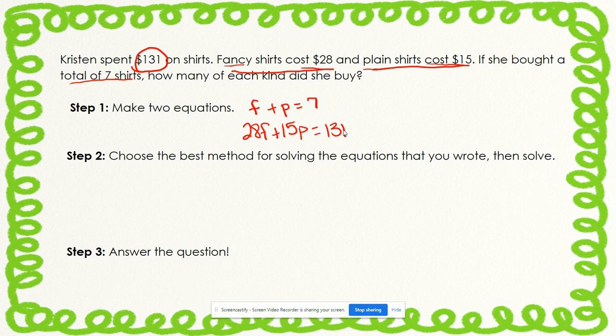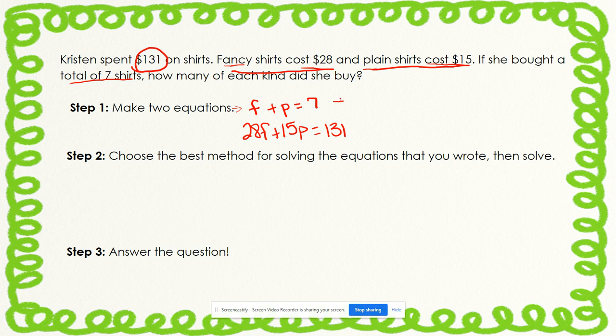So now, once I have created my two equations, I have to choose a method for solving. When we say choose a method, we're talking about either graphing, substitution, or elimination. Well, when I look at these two equations, it looks like it would be very easy for me to get, in this first equation, either f or p by itself. So I think I'm going to use the substitution method of solving.